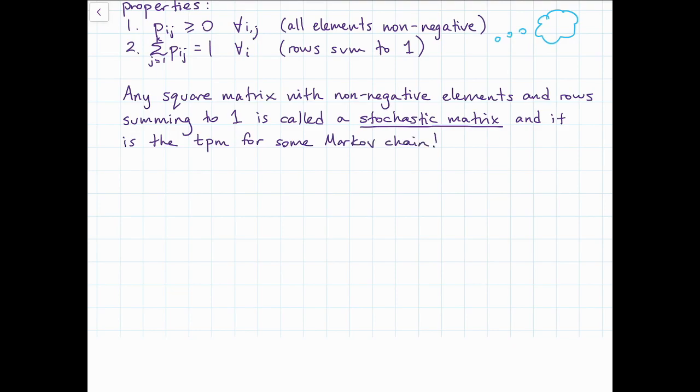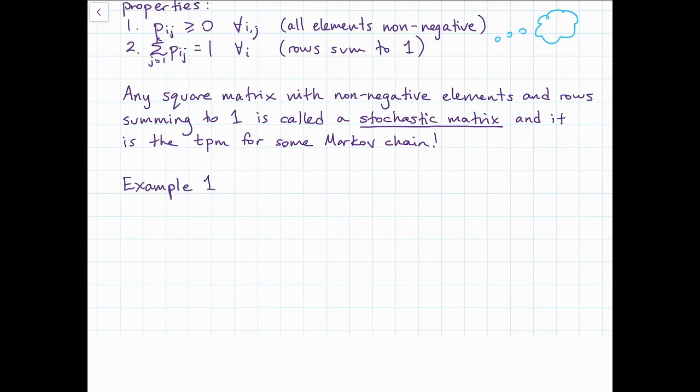You could literally take out a piece of paper, write down a square matrix of any size that you like. As long as the elements are non-negative and the rows sum to 1, I could create a Markov chain with that transition probability matrix. And it completely uniquely defines it. So there's a one-to-one relationship between Markov chains and their corresponding stochastic matrices.